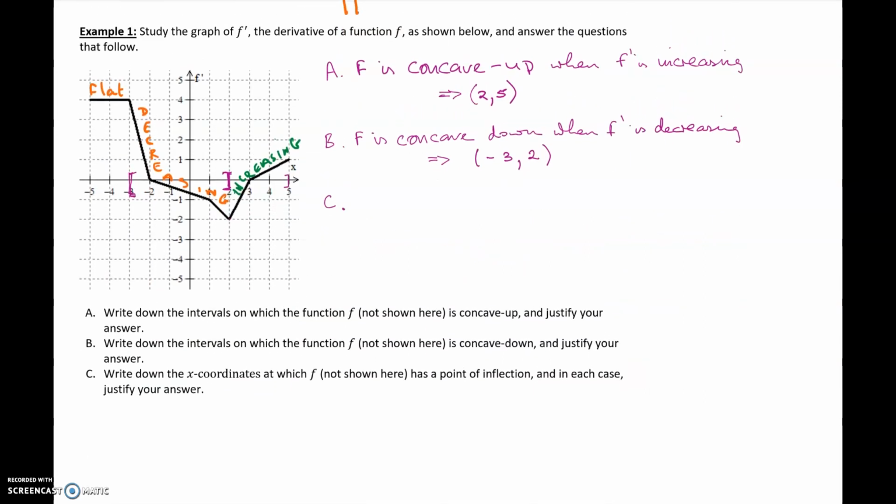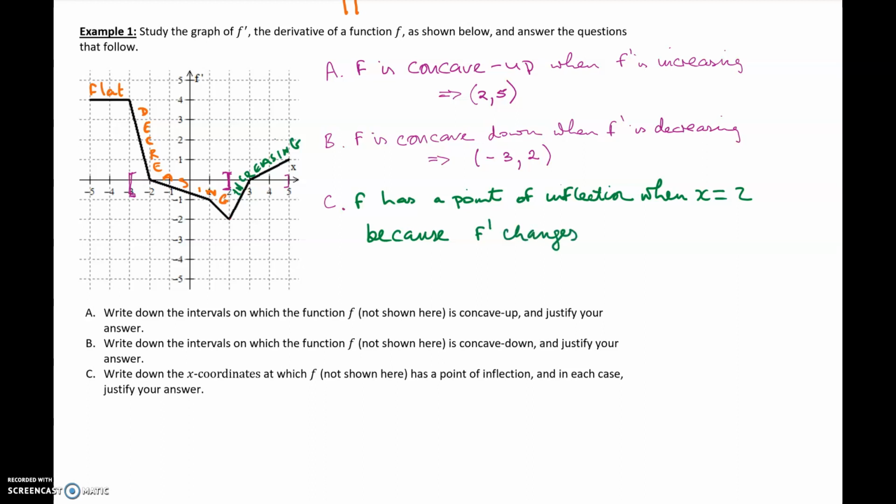So it's justify your answer, so we have to say why. So f has a point of inflection when x equals 2, because f prime changes from, so it was decreasing first of all, decreasing to increasing.